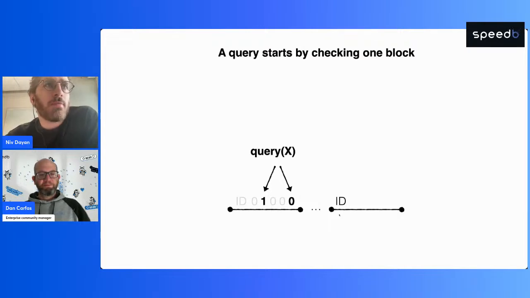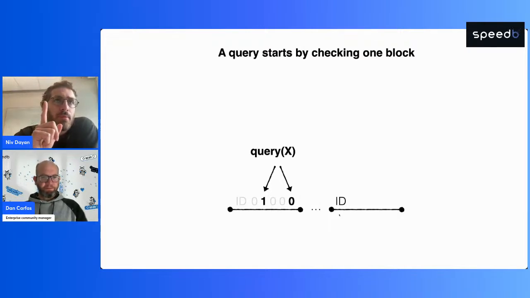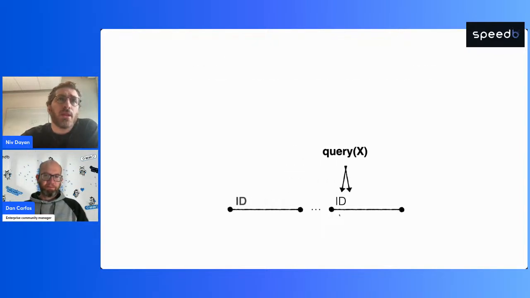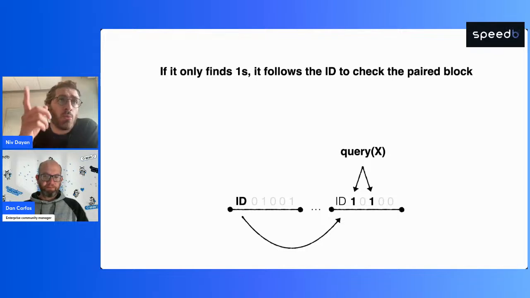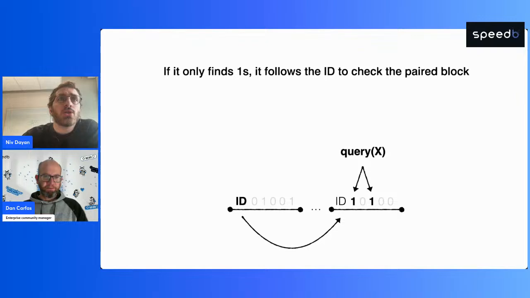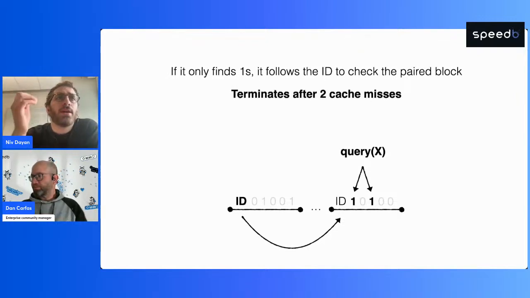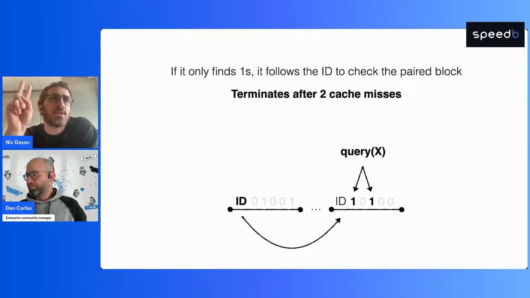A query is going to start off by looking at one of the blocks in the pair. If it finds a 0 for one of the entries in the pair, it's going to terminate. It does not need to go to the next block in this case because we've already found a 0 and we know that the key doesn't exist. On the other hand, if all bits that it found in one of the blocks are set to ones, then it can follow the ID to the paired block, and then it can continue the query in the paired block. So essentially, a query completes after at most 2 cache misses, for the two blocks in the pair.